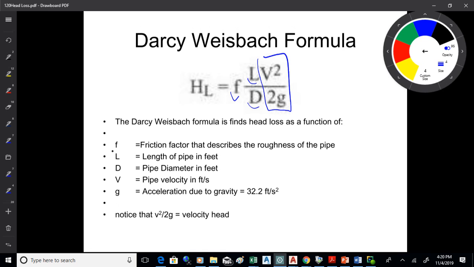So to get the head loss, you find a friction factor, multiply it by the length, because the longer the pipe, the more the head loss, multiply it by the velocity head, which again, as the velocity head goes up, that means the velocity is higher and you have more head loss. And then you also, though, divide it by the pipe diameter, because a bigger diameter leads to a lower velocity, and that actually decreases head loss. So it's f L over D times v squared over 2g. Now, all the lengths in this formula are measured in feet. And keep in mind that g is 32.2 feet per second squared.